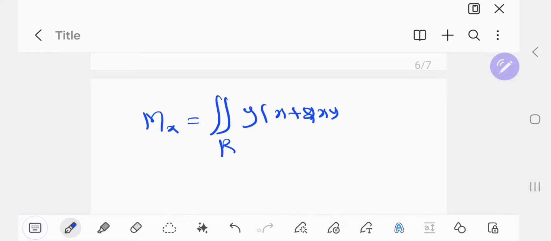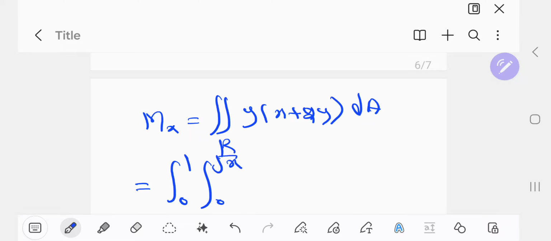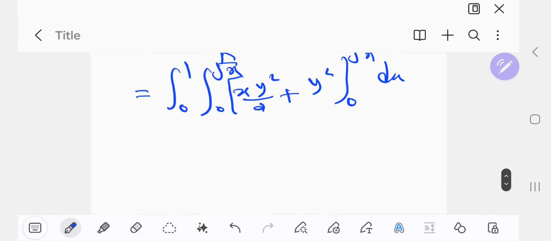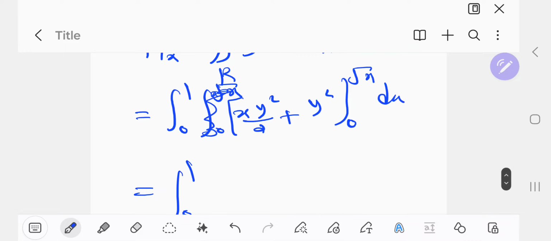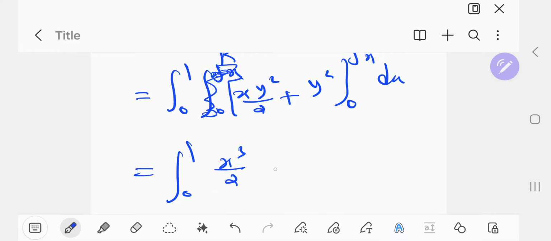Okay, similarly for finding y bar we want Mx, which is the double integral over R of y into x plus 2y dA, equal to the integral 0 to 1, integral 0 to root x, of yx. The integration with respect to y will be x into y square by 2 plus 2y cube by 3 (y square) from 0 to root x dx, then the integral 0 to 1 of x square by 2 plus x dx.